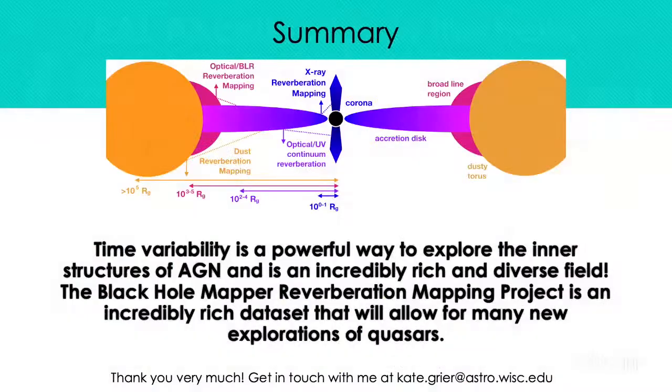So to kind of leave you with that, time variability is a great way to explore supermassive black holes, as well as the inner regions of quasars in general. We've got outflows, we've got broad-line regions, we've got dust tori, we've got all sorts of things. And the Black Hole Mapper reverberation mapping project is a very cool data set, and I'm hoping over the next decade or so there will be a lot more coming out in this particular area as well.